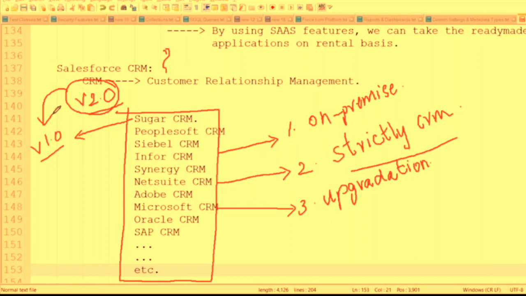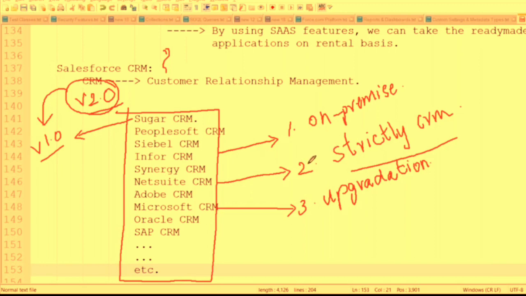Whenever we get a new release in the market, we have to do that upgradation manually on our own. For that reason, we have to make a huge investment. We have to buy the latest version of the license by investing a huge amount in order to upgrade that software on the local system to enjoy the benefits of the latest features. So in this case, these are the three major drawbacks available as part of existing CRM applications.